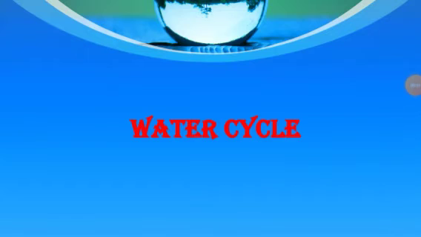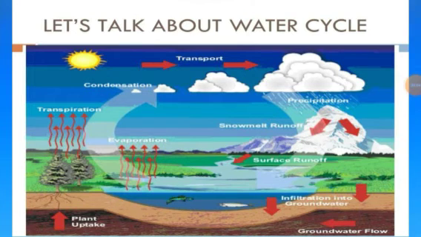The water cycle. Let's talk about the water cycle in detail. First is evaporation. It happens when liquid water changes to a gaseous state as a vapor. The second is transpiration. It represents evaporation of water from plant and tree roots into the atmosphere.